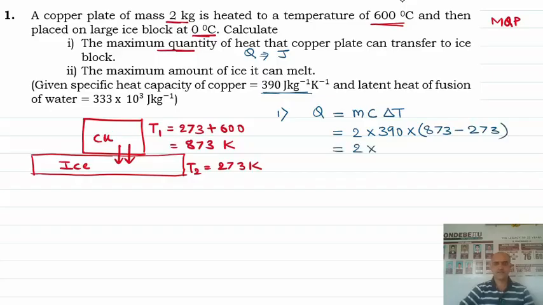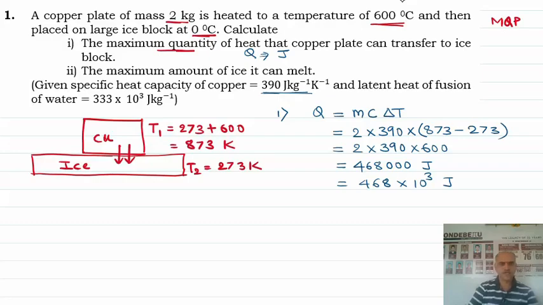So 2 into 390 into 600, since 873 minus 273 is 600. I will use the calculator: 2 into 390 into 600 gives 468,000 joules. Or you can write it as 468 into 10 raised to 3 joules, or in kilojoules. This is the first part.